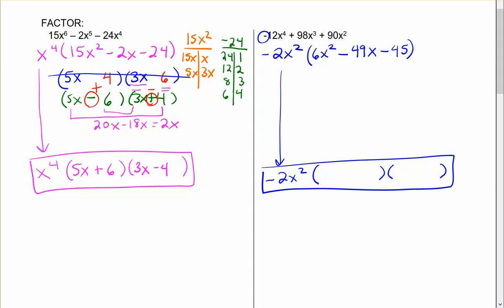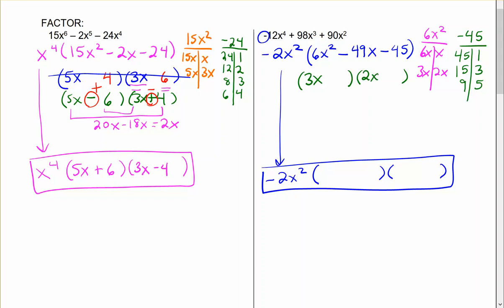Again, if I tried the AC method, 6 times negative 45 would be a really big number to deal with. So let's just try some trial and error and see what options we have by going off to the side and writing out what would be my choices for 6x squared. My options would be 6x times x or 3x times 2x. I'm again going to use the closest possibilities first. So let's take 3x and 2x as our first guess.